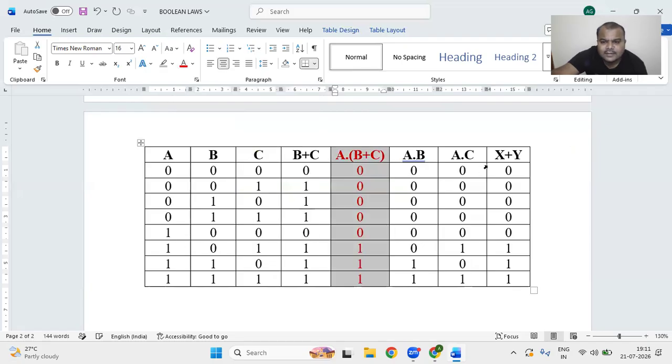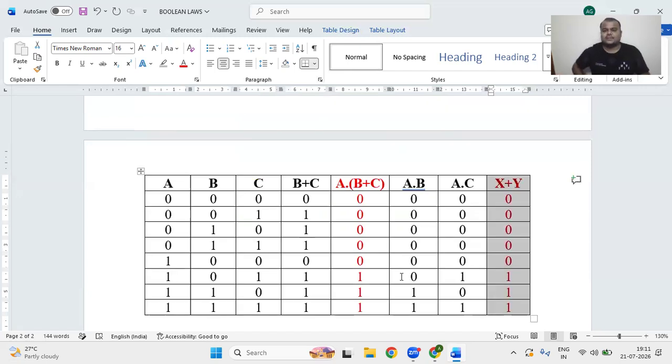Okay, I can make it. This one is the RHS. The second property you can also do. That you have to do. Plus B.